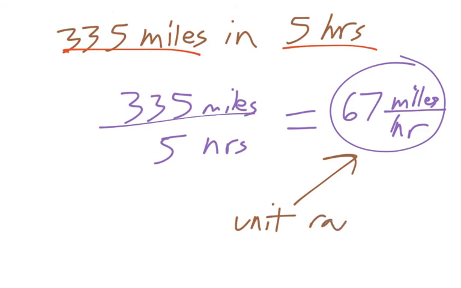A unit rate is where your rate has 1 in the denominator. And since 5 went into 335 to be an integer, 67, this is a unit rate. So a unit rate is out of 1. So if your denominator is hours, then it'd be out of 1 hour. So a unit rate is when your denominator for your unit of time works out to be 1.